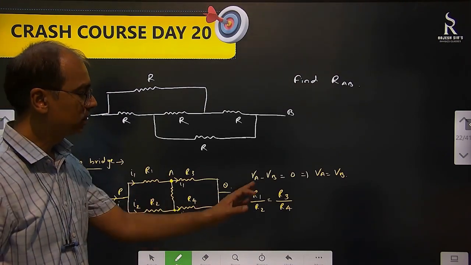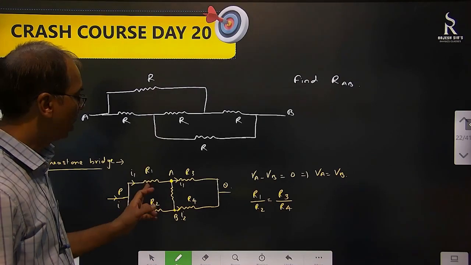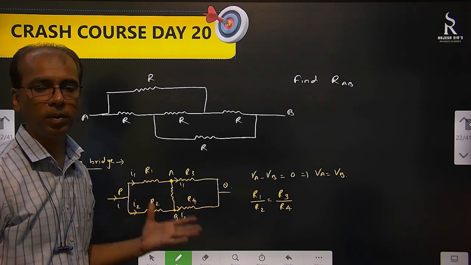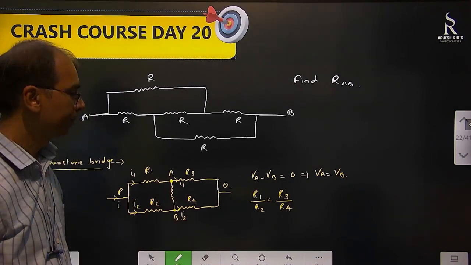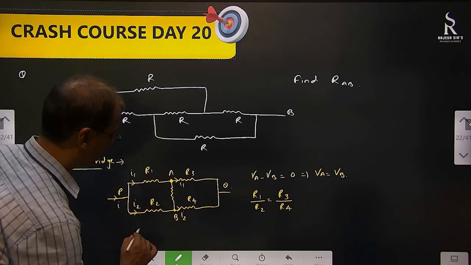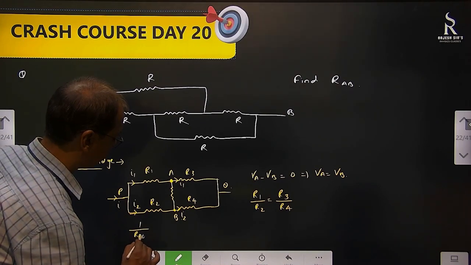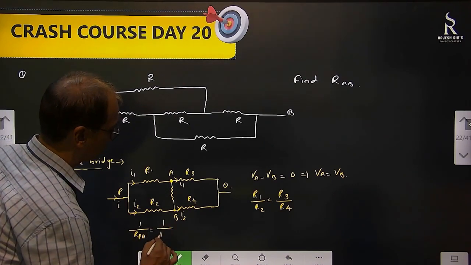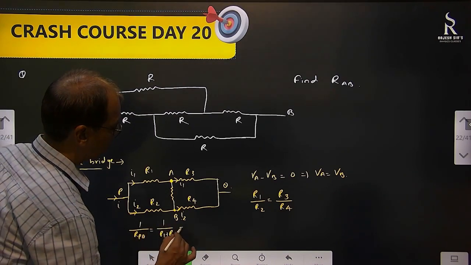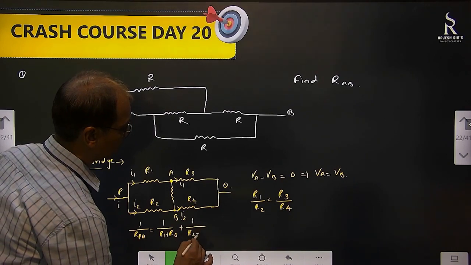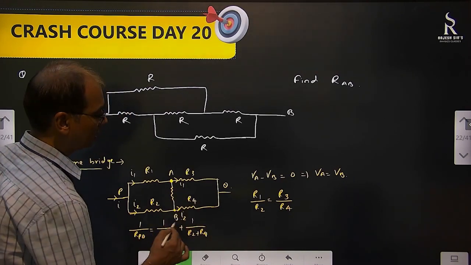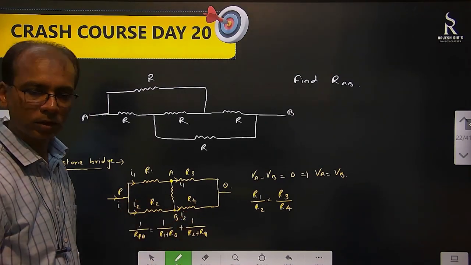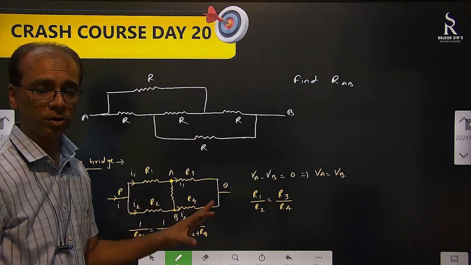Understood that? If this is the case, then what will the net resistance be? R1 and R3 are in series, R2 and R4 are in series, and then they are in parallel. What is the net resistance here? 1 by RPQ equals 1 by (R1 plus R3) plus 1 by (R2 plus R4). Because these two are in series, then they are in parallel. This will be the net resistance. Okay, this is the Wheatstone bridge.